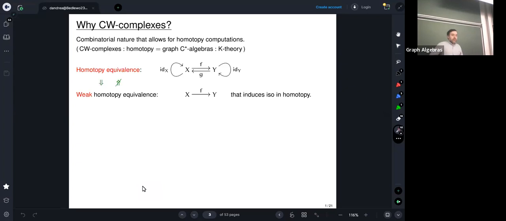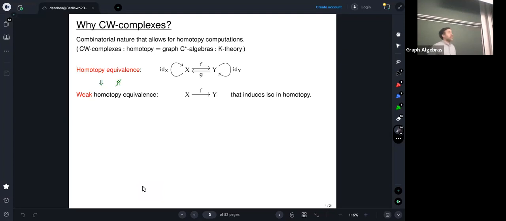Let me just recall two basic notions that will be useful later on, that of strict and weak homotopy equivalence. You all know what homotopy equivalence means. You have two topological spaces, X and Y, and a continuous map F from one to the other is a homotopy equivalence if you can find a map going in the opposite direction such that the two compositions are homotopic to the identities of X and Y. One of the reasons why this is useful is that a homotopy equivalence induces an isomorphism in homotopy. If you have a continuous map from X to Y inducing an isomorphism in homotopy, this is called a weak homotopy equivalence. Every homotopy equivalence is also a weak homotopy equivalence, but of course the converse is not true.